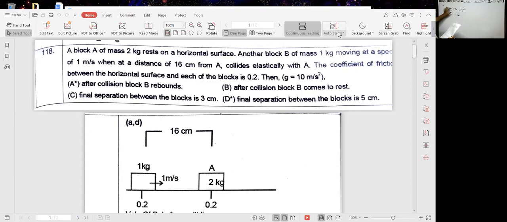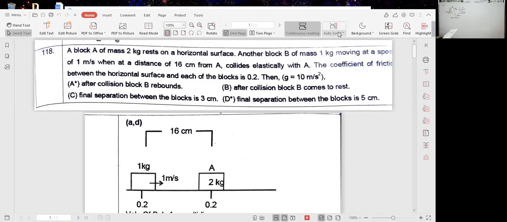The block B collides elastically with A. That means the collision between these two is an elastic collision. The coefficient of friction between the horizontal surface and each block: here mu1 is equal to 0.2, and here also mu2 is equal to 0.2. That is given. Acceleration due to gravity is 10 meter per second square, which you can use if necessary.